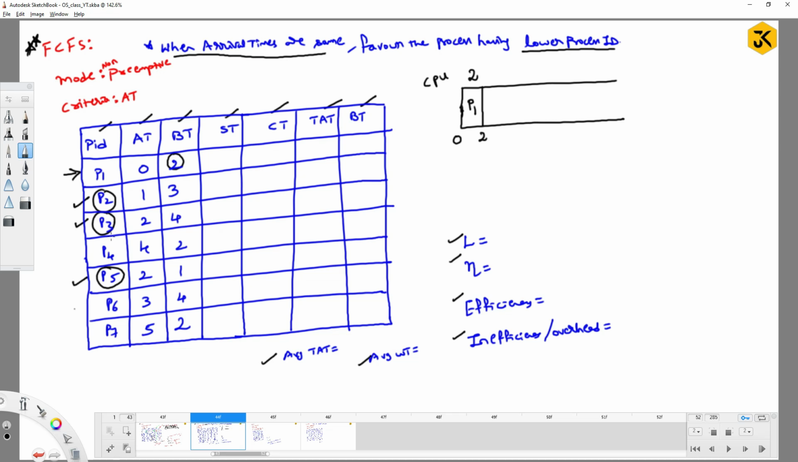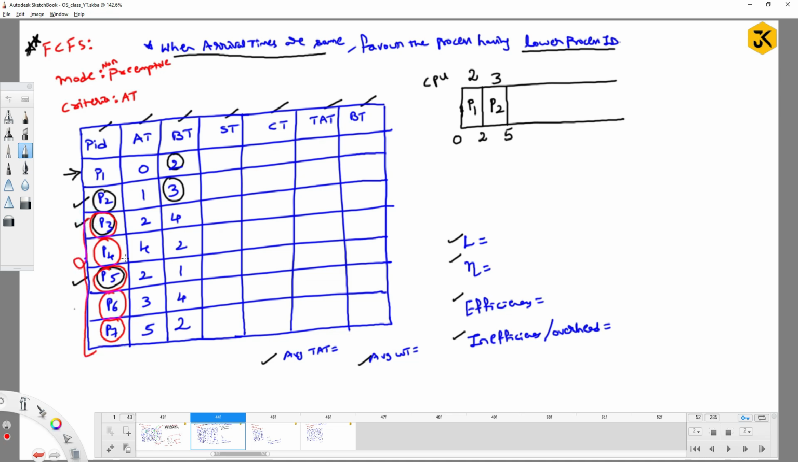Among these three processes, which one gets the first chance? P2 will get the first chance because it arrived at 1 unit of time. P2's burst time is 3 units, so 3 units are allocated, and it will complete by 5 units of time. By 5 units of time, what are the processes available now? P3, P4, P5, P6 and P7. All the processes from P3 to P7 are available.